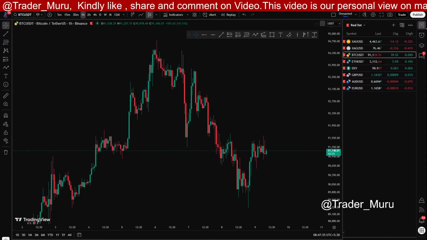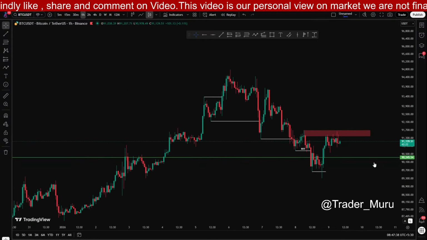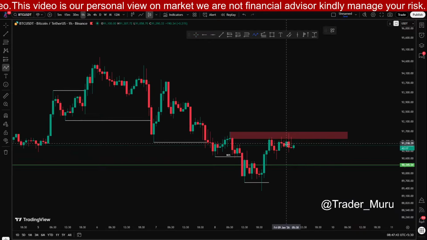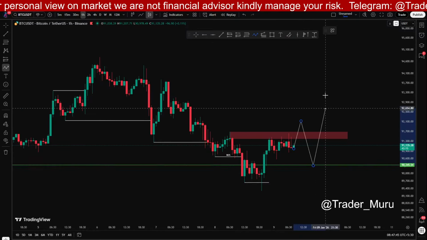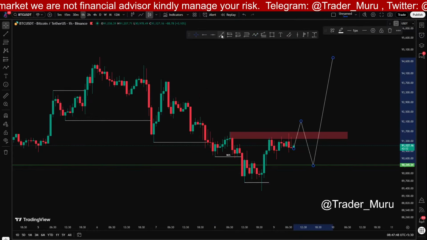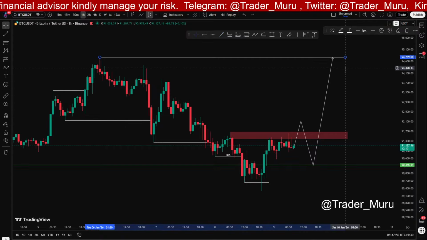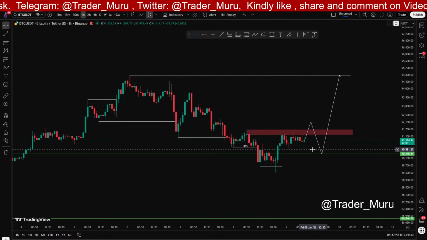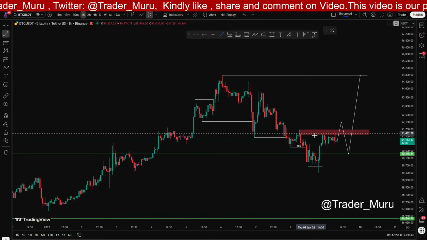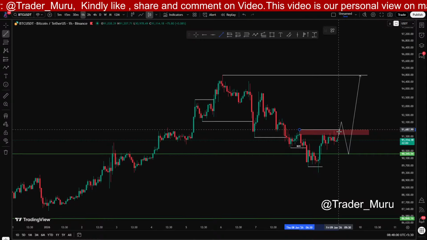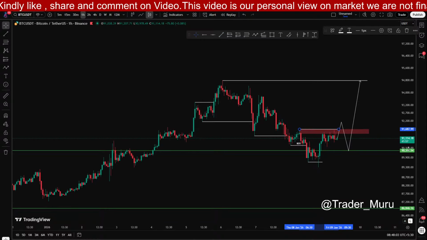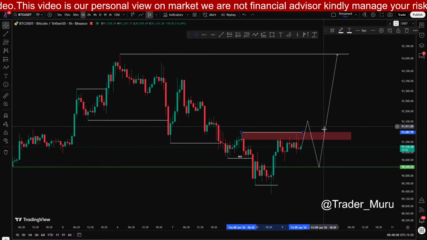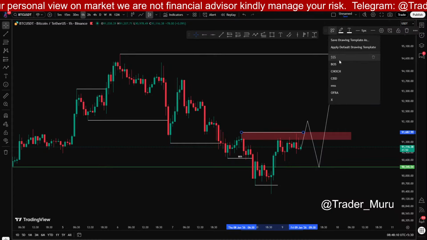Now let's see BTC. In BTC, our last breakout structure is this one. If we get a change of character here, then I will be watching for buy. Before that, it is bearish. Wait for a change of character in the 1 hour time frame in BTC above 91,600. Okay. This is our change of character area.